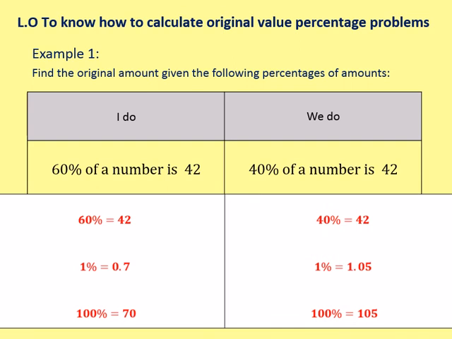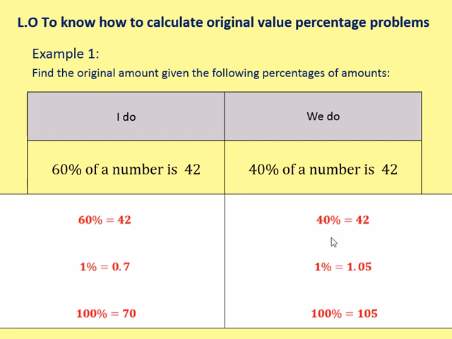Okay, so for the we do, it says 40% of a number is 42. I need to work backwards again to work out what my original number is. All I know is that 40% of it is 42. So if 40% is 42, 1% is 1.05. I've just divided both sides by 40. And then if 1% is 1.05, I times by 100 to get 100%, which is 105. So really well done if you got that right, and bonus points if you even used a different method.